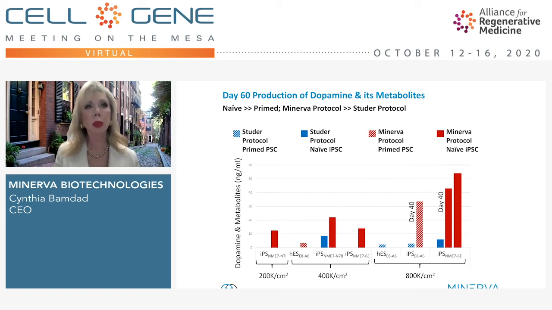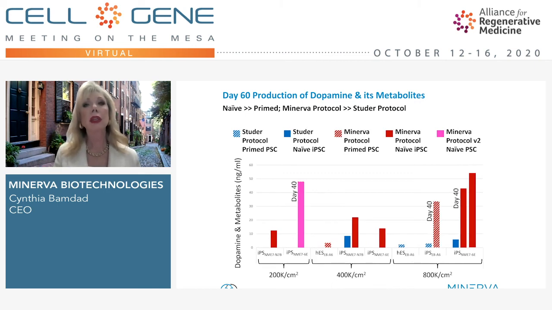If it's a striped bar, it used primed state stem cells that were pluripotent, but sometimes embryonic and sometimes induced pluripotent stem cells. So what you can see right away, these are mostly day 60, but there are two bars there where we measured dopamine production at day 40. And what you can see is the more cells you have, the more dopamine is produced. And the takeaway is naive stem cells work better than primed state, and the Minerva protocol works better than the Studer protocol.